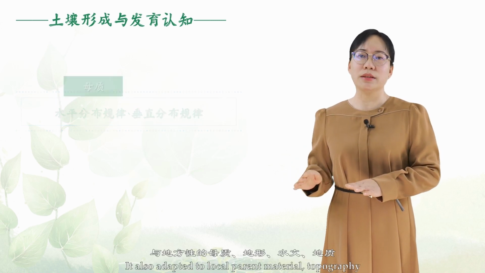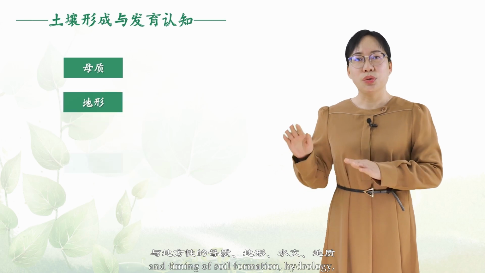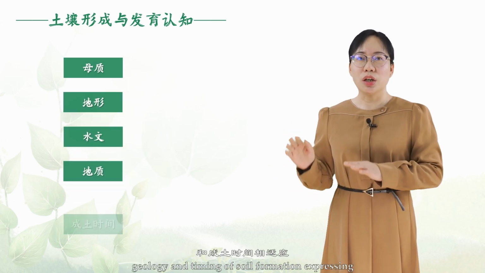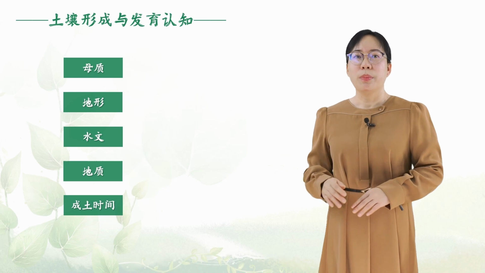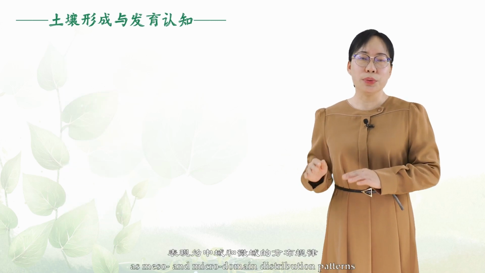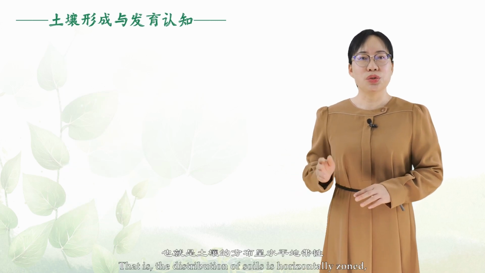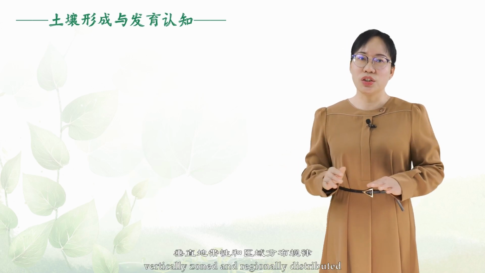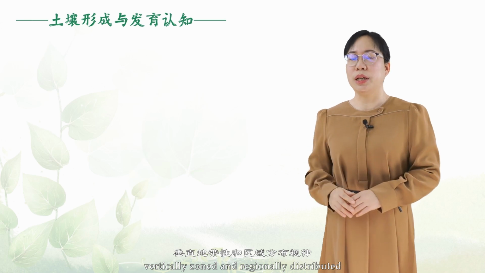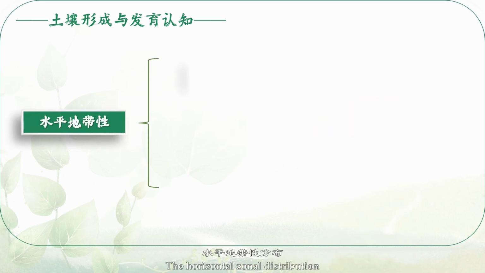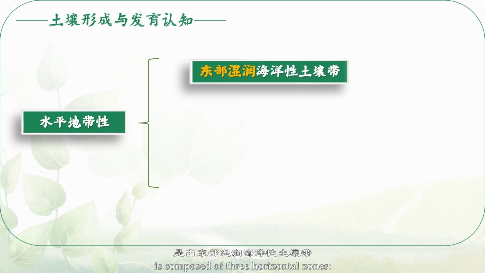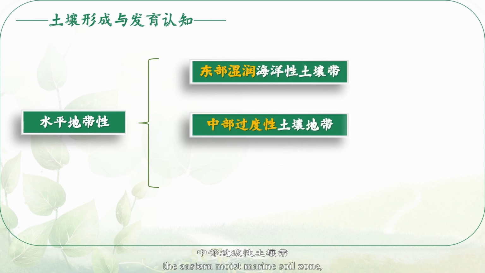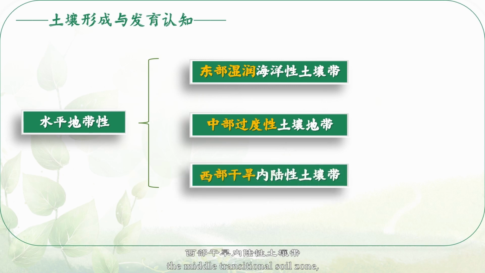It also adapted to local parent material, topography, hydrology, geology, and timing of soil formation, expressing as meso and microdomain distribution patterns. That is, the distribution of soils is horizontally zoned, vertically zoned, and regionally distributed. The horizontal zonal distribution is composed of 3 horizontal zones: the eastern moist marine soil zone, the middle transitional soil zone, and the western arid inland soil zone.